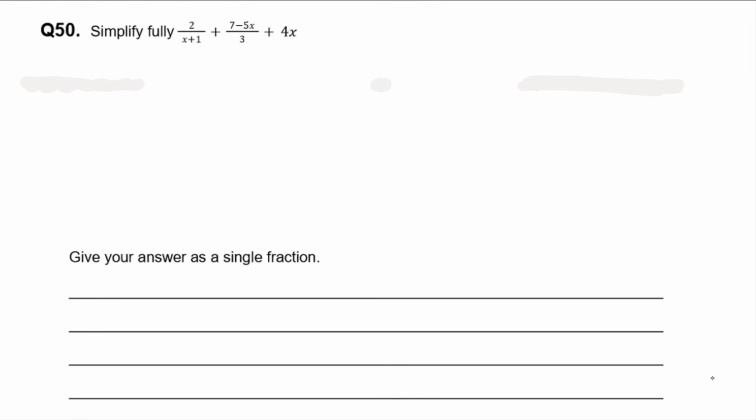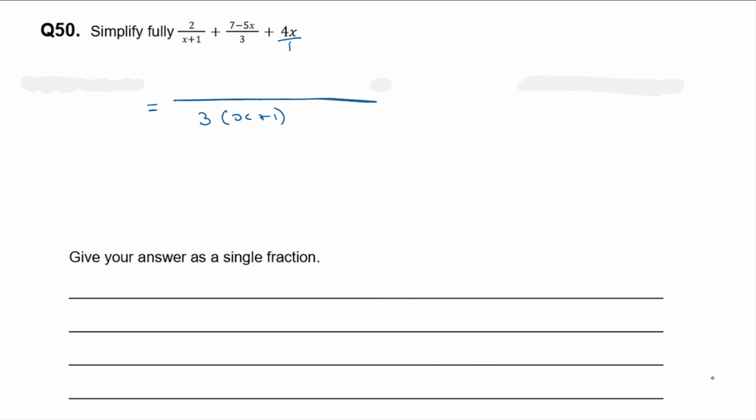Question 50, simplify fully 2 over x plus 1 plus 7 minus 5x over 3 plus 4x. Okay, so now it wants to give us the answer as a single fraction. So I think I'm going to rewrite then that last fraction as 4x over 1, and I'm going to find a common denominator for all three. Okay, so on my denominator then, I'm going to have the 3 and the x plus 1 and the 1, which doesn't really do anything. So it's just going to be 3 lots of x plus 1.